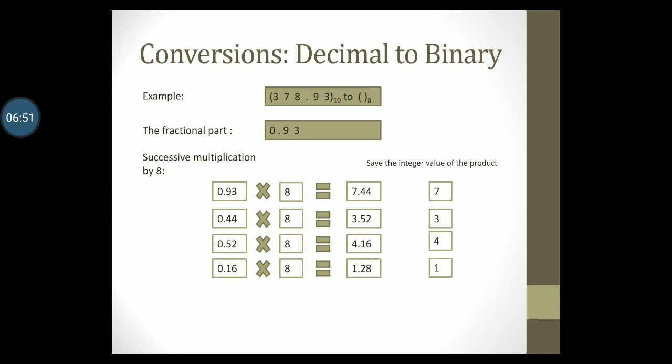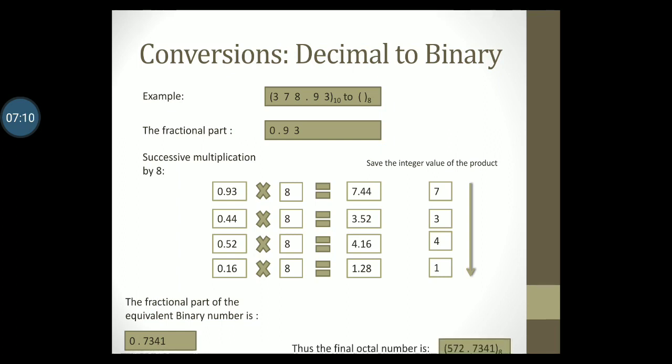Now you can choose to continue this process, but it is advisable to stop after 4 decimal places. Read the final result from top to bottom. Thus the fractional part of your octal number becomes 0.7341 and the final number is 572.7341, which is made up of the integer part and the fractional part.